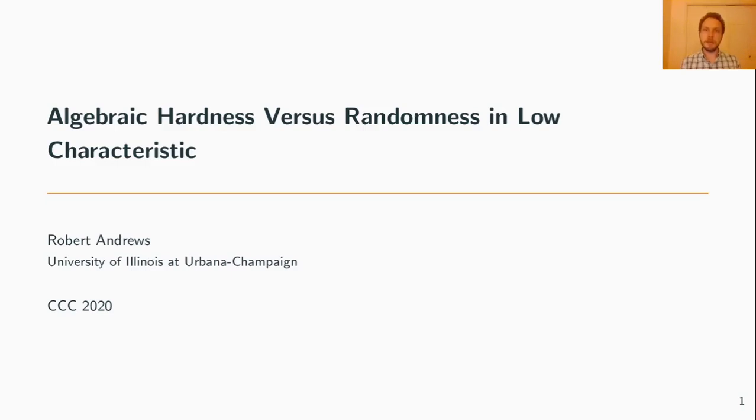Hi, my name is Robert Andrews, and I'll be speaking about the algebraic hardness versus randomness paradigm over fields of low characteristic. As the title suggests, this is going to be a talk about de-randomizing some kind of algebraic problem, and we'll be doing this via the hardness versus randomness framework in a particular technical regime, which is captured by this low characteristic condition in the title. So to start, let's talk about the algebra.